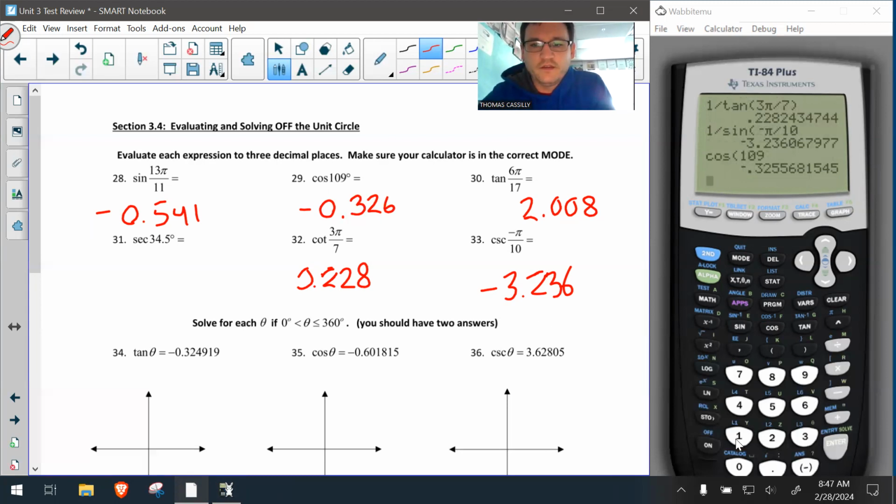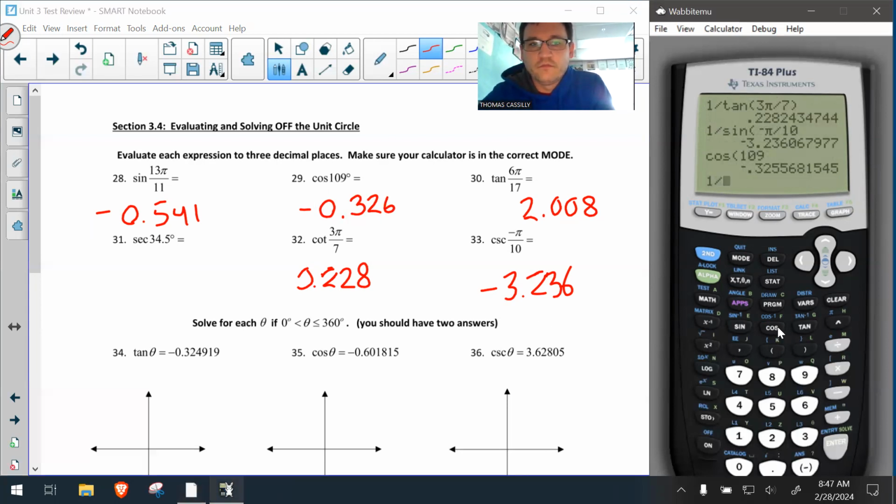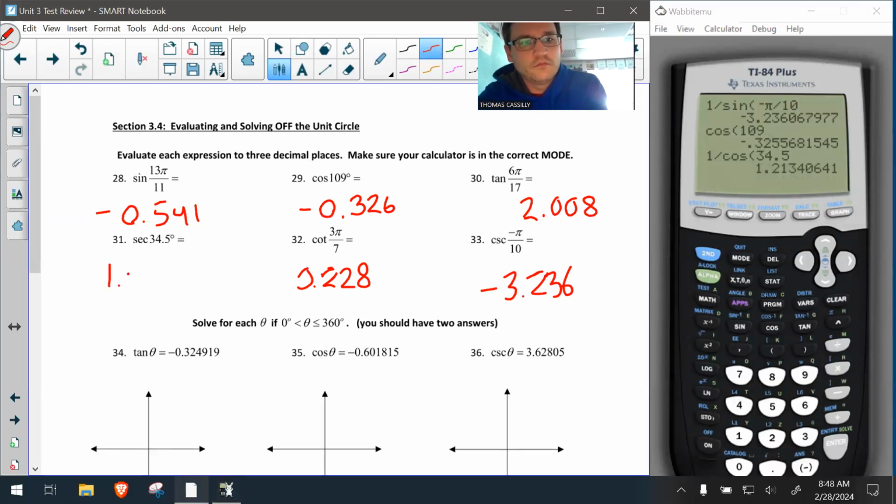And the last one, secant, is 1 over the cosine. 1 over the cosine of 34.5. And it's okay to have a decimal degree, and that gives us 1.213. There we go. Those are done.